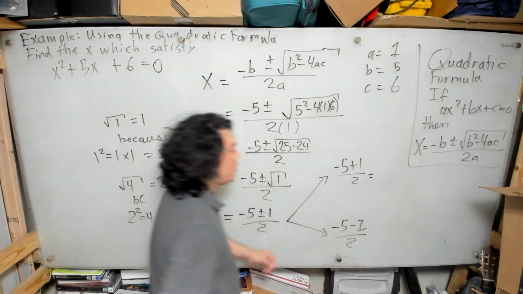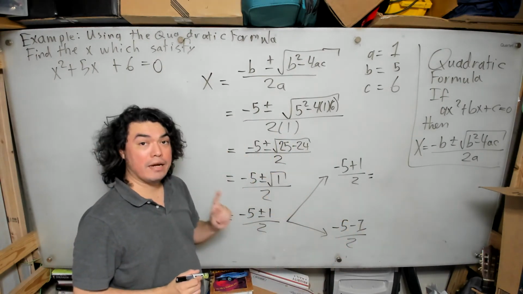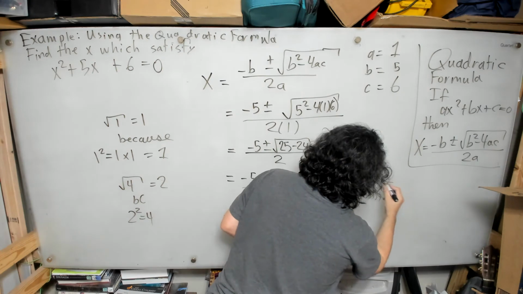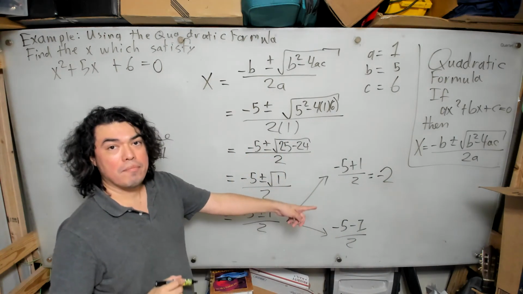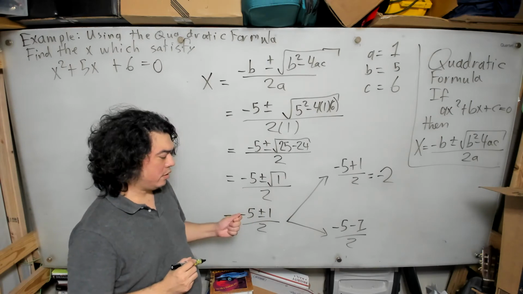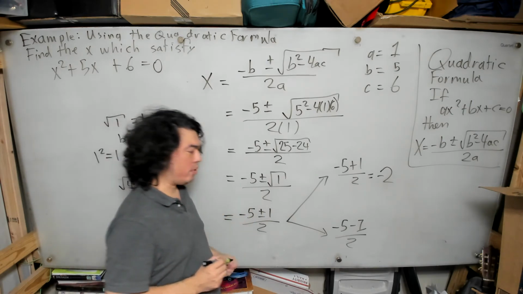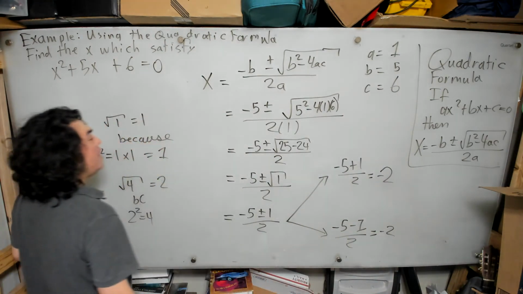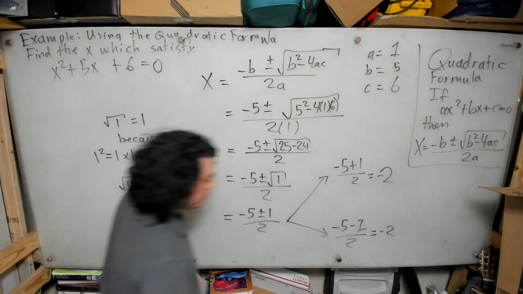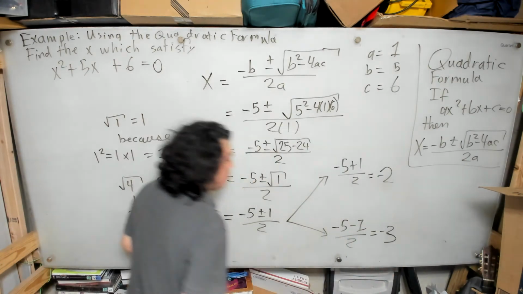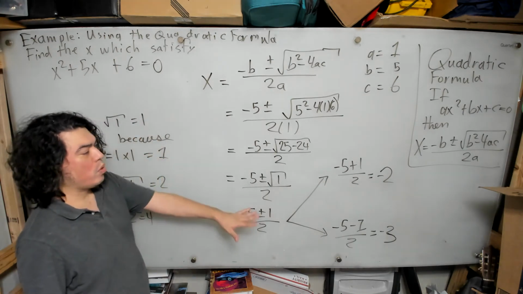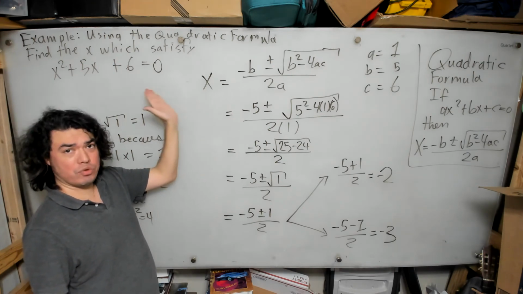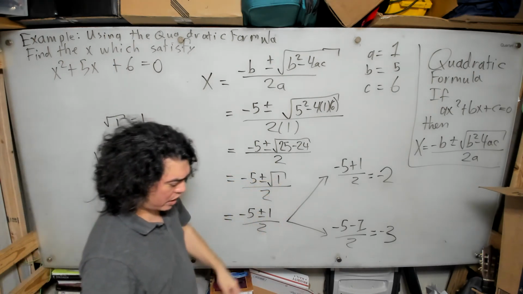Now what about this one? Negative 5 plus 1, that's negative 4, divided by 2 is negative 2. Negative 5 minus 1 is negative 6. Negative 6 divided by 2 is negative 3. Okay, so what we have just found is that the quadratic formula gives us, as the solutions to this quadratic equation, negative 2 and negative 3.